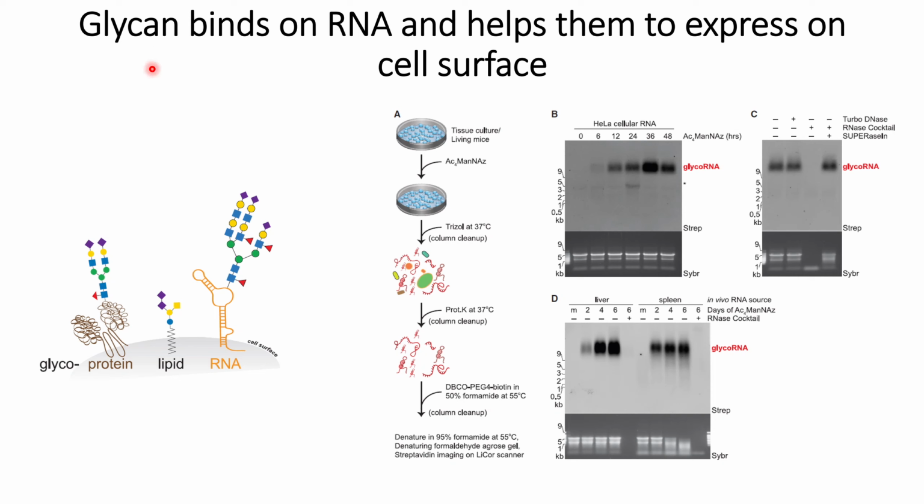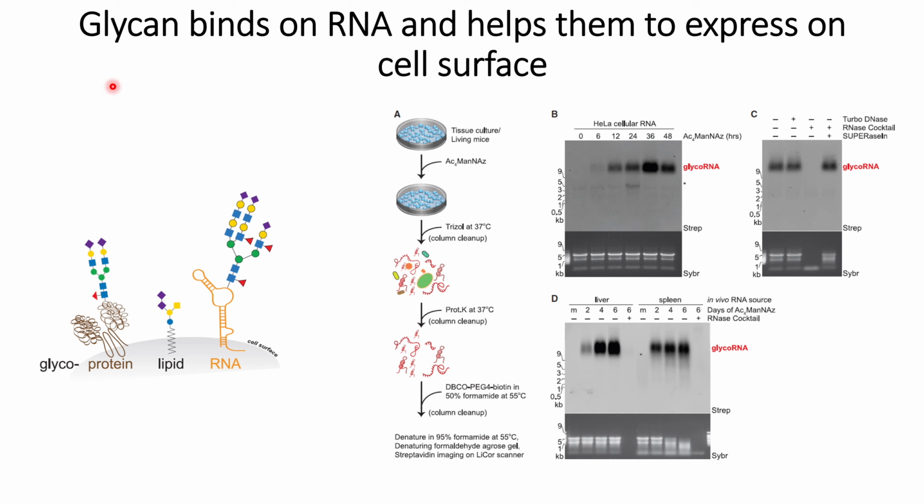Today we will discuss how glycans can bind to RNA and help it express on the cell surface. Previously, what most people in science knew is that glycans can bind either to glycoproteins or to lipids, and then help them express on the cell surface.